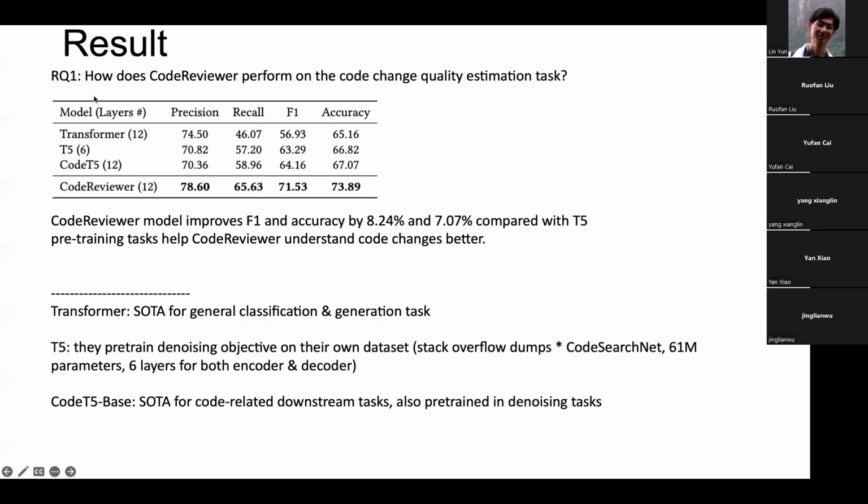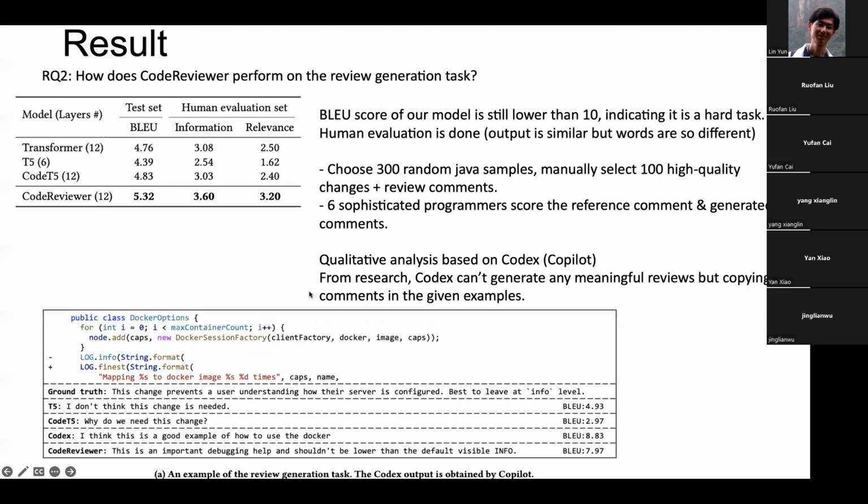Yeah, so this is their result on the first downstream task. Then the second downstream task is the review generation task. So they still use CodeReviewer compared with these three, and they say the BLEU score of their model is lower than 10, actually all are lower than 10, meaning this is a very hard task.